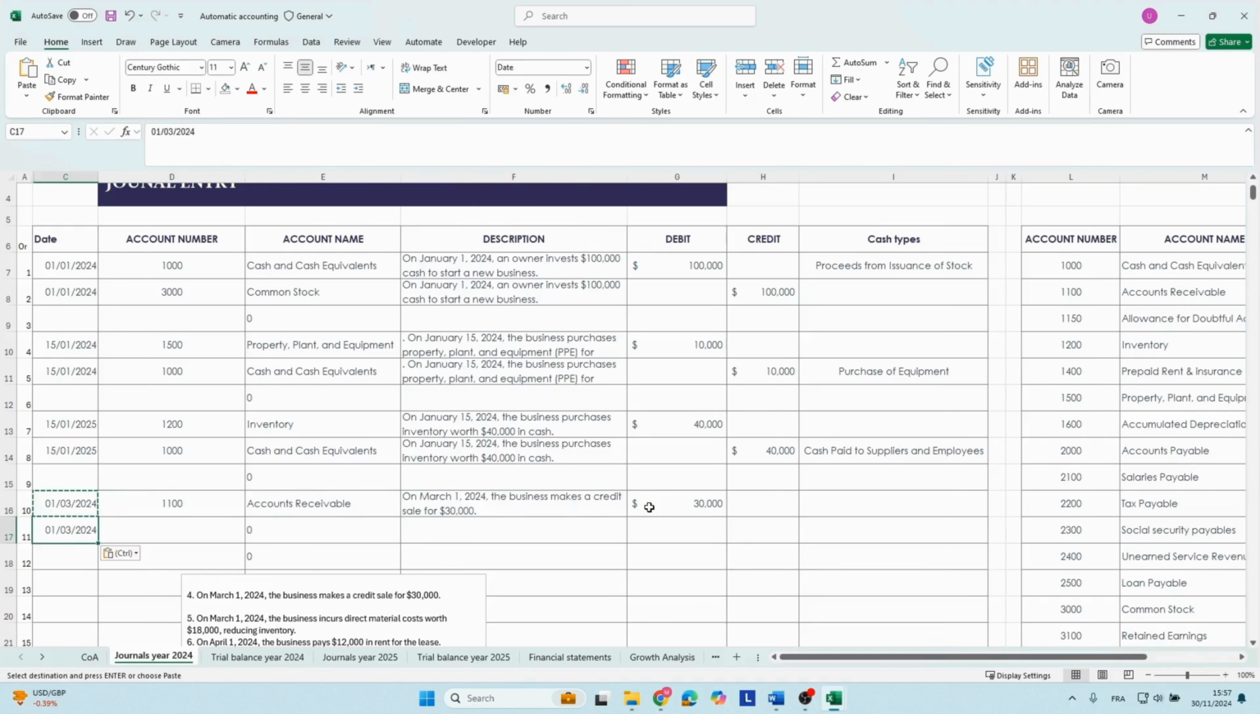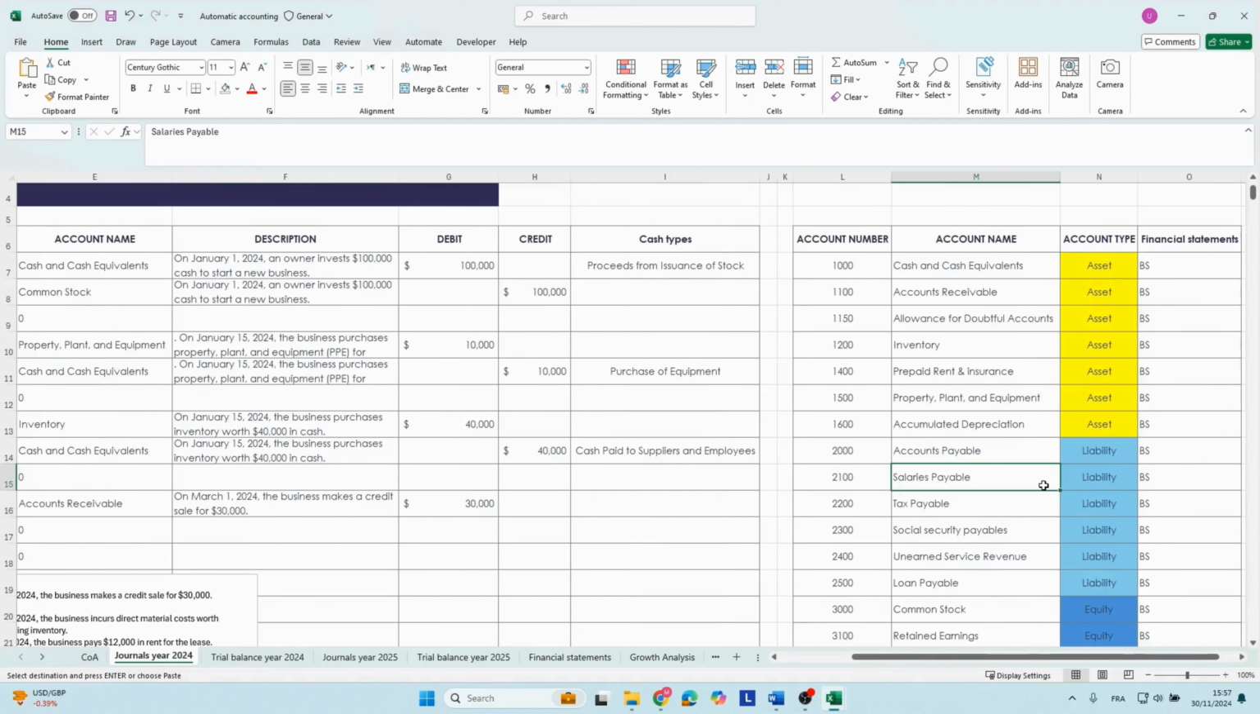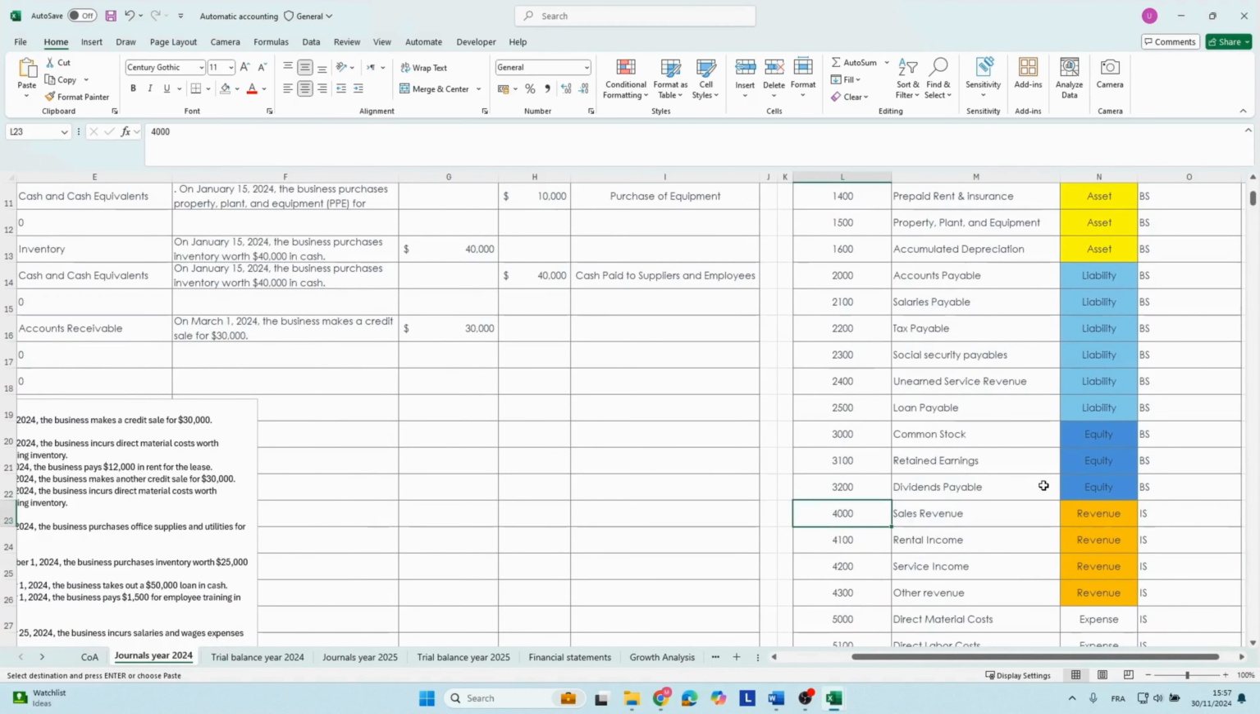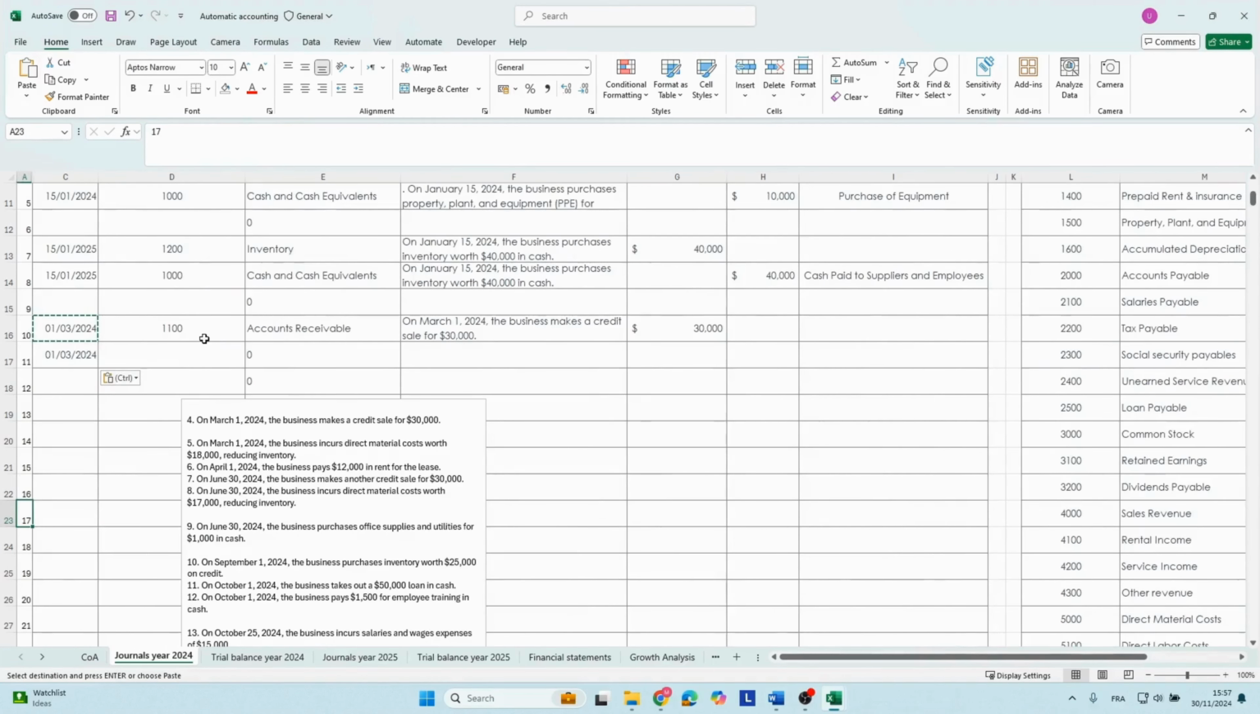Then we use the same date for the second line. Here we said that this is sales. We go to our chart of accounts. Revenue is class 4, and this is sales revenue 4,000. So we use the account 4,000. We get the account automatically.